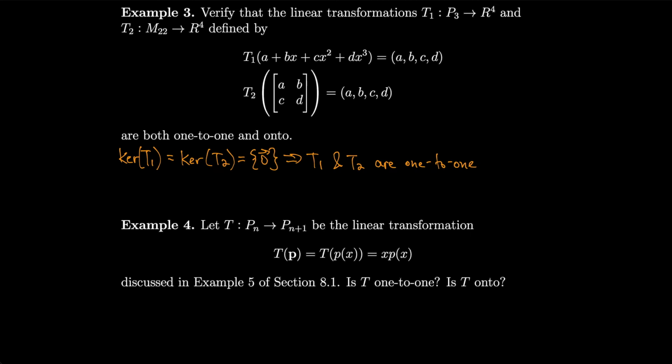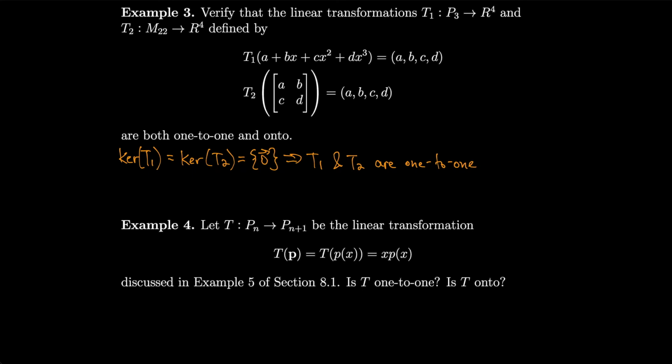It should be pretty obvious here that the kernel is 0, because you would have to have A, B, and C, D in here being 0 in order to get them 0 over here. So that means that you must have the 0 polynomial, so they must send 0 to 0. And same thing over here, all your entries would have to be 0, so it must be the 0 matrix.